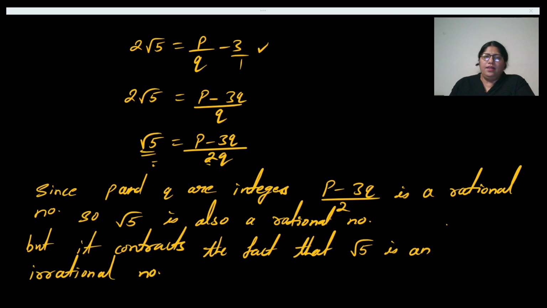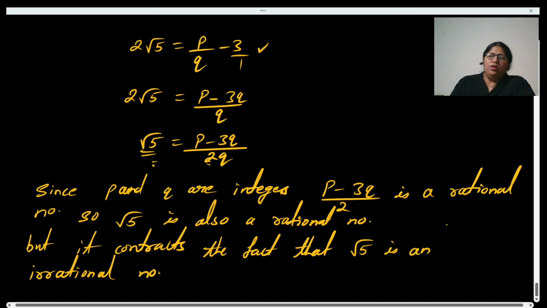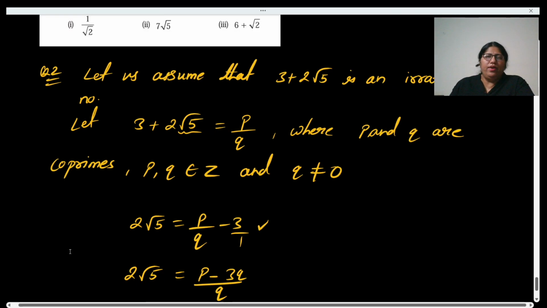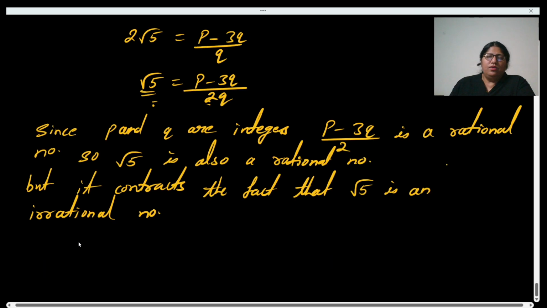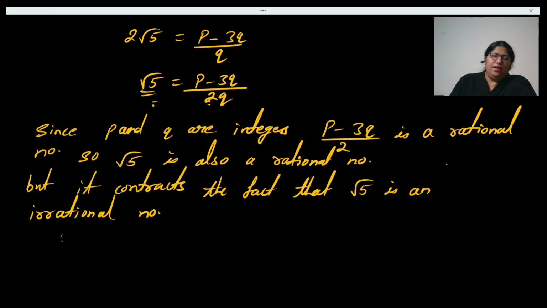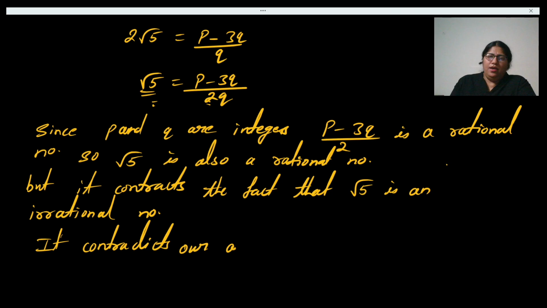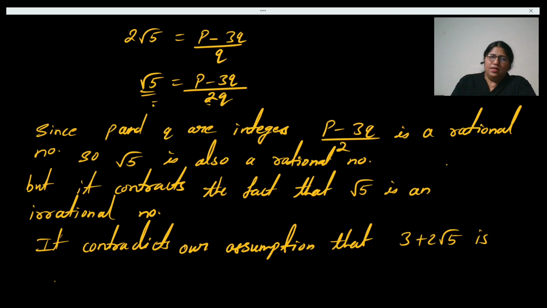Hence, you will take it here. Therefore, we conclude that our assumption is wrong. So this concludes that it is the incorrect assumption that we have taken here, 3 plus 2 root 5, it contradicts our assumption that what was given here, 3 plus 2 root 5, is a rational number.